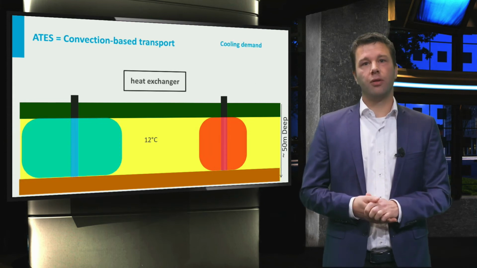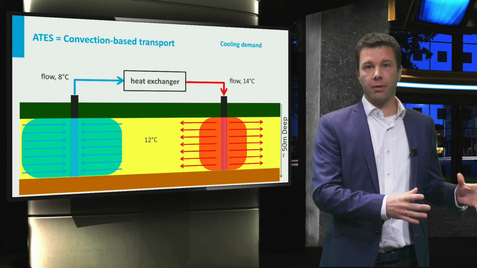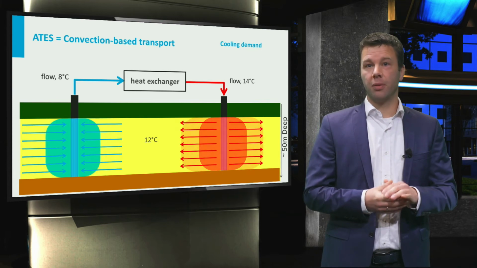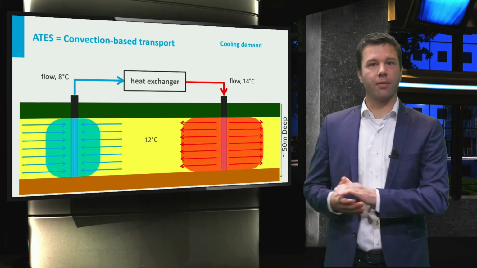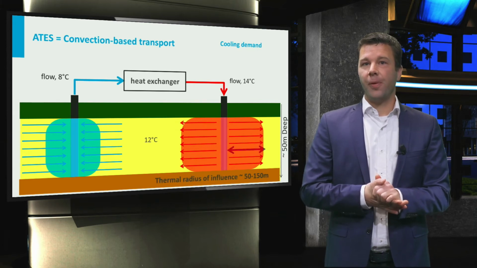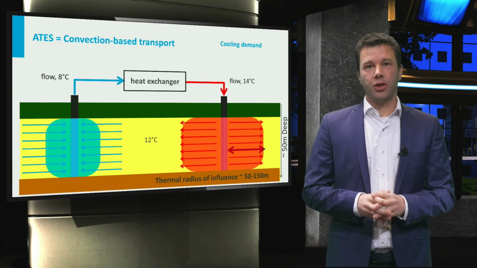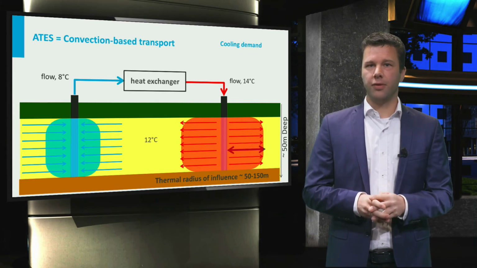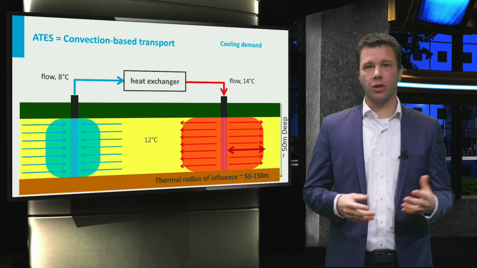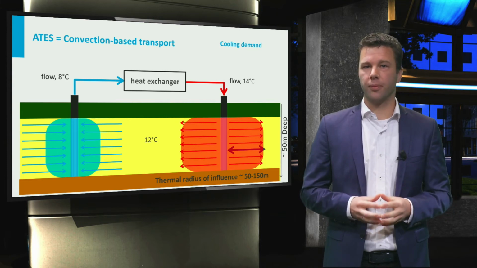During cooling demand, the flow direction is reversed. Cold water, which was stored in the aquifer, is now used to cool the building, becomes warmer and is then stored again in the aquifer for the next heating season. The radius of the volume affected by temperature change is about 50 to 150 meters and depends on the aquifer thickness and storage volume required to provide the heating or cooling.